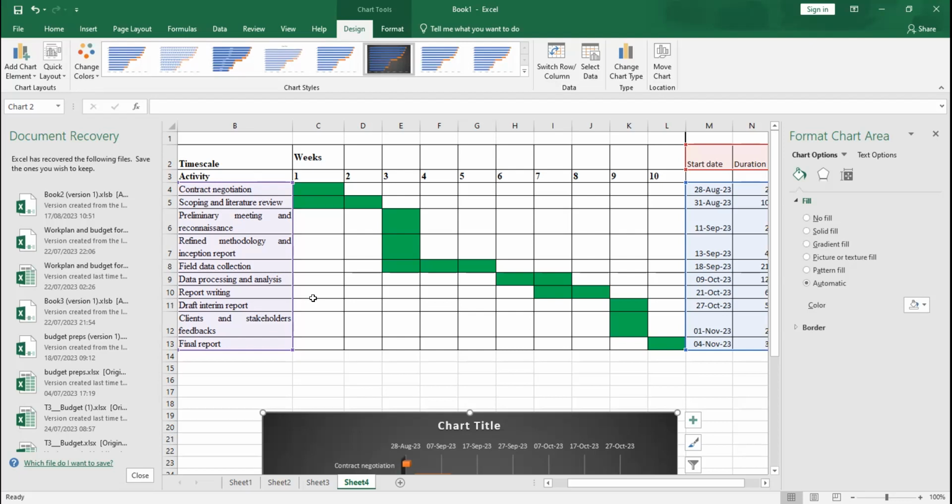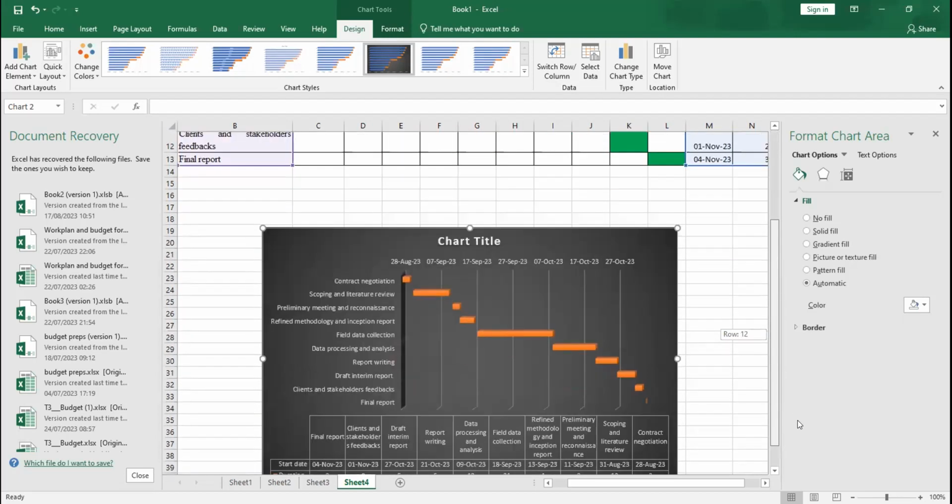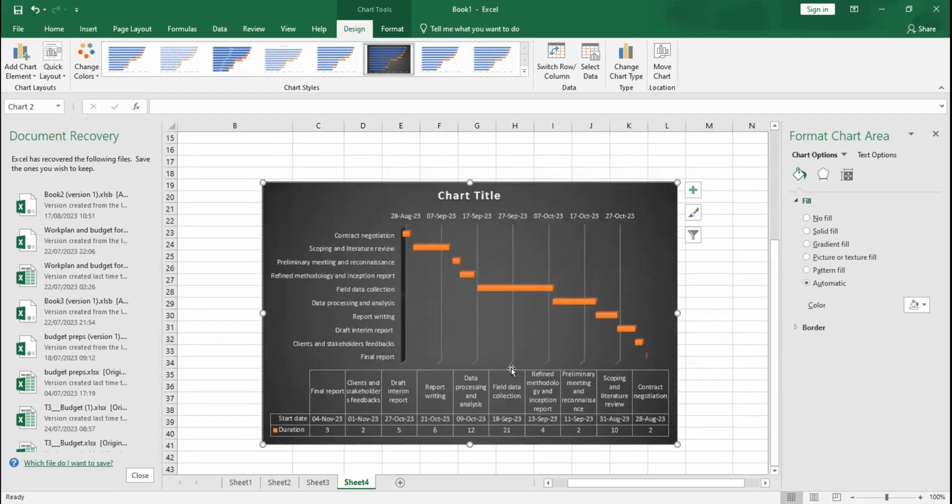Yes. So initially we just had week 1, week 2, week 3. It was scheduled to take 10 weeks. But now for the sake of our study, I've introduced the start date and the duration. So I went and I inserted the table, the chart. So this is what I got after inserting the chart.